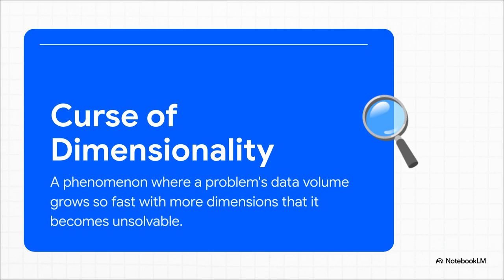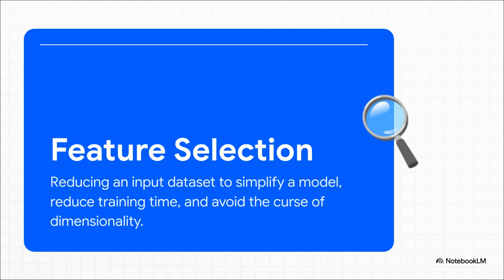That roadblock has a name, and it's a pretty dramatic one: the curse of dimensionality. It's this idea that as you add more and more variables or dimensions to your data, the problem doesn't just get a little bigger, it explodes exponentially. It gets so big, so fast that it becomes basically impossible for any single computer to solve. So, how do you beat a curse like that?